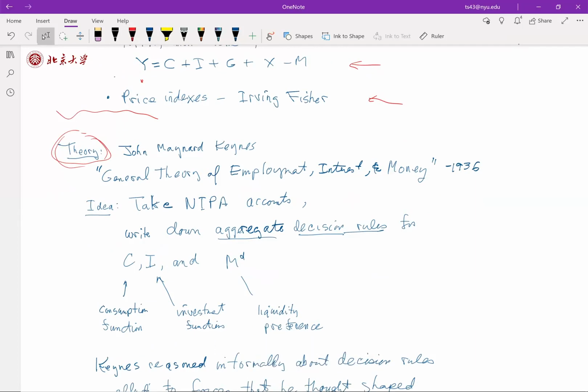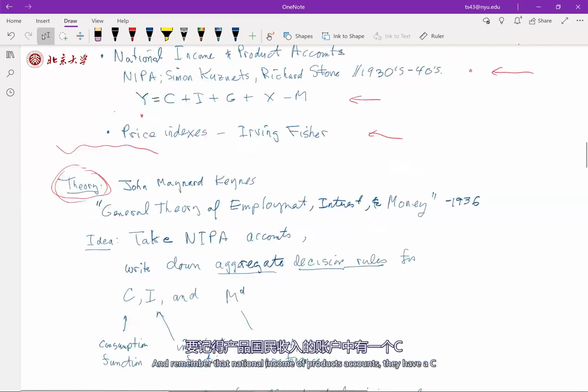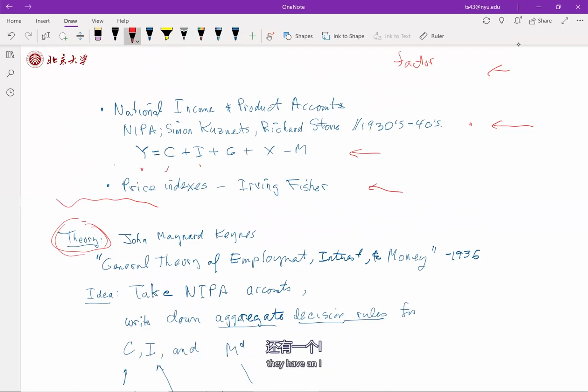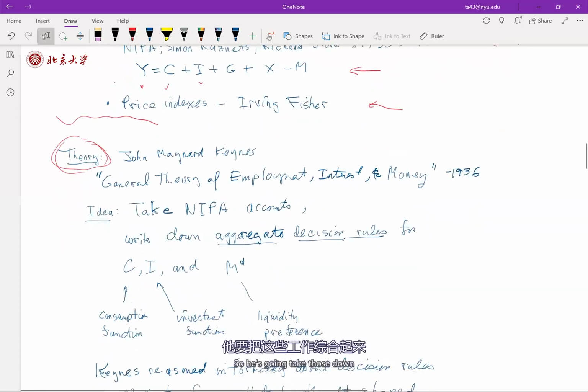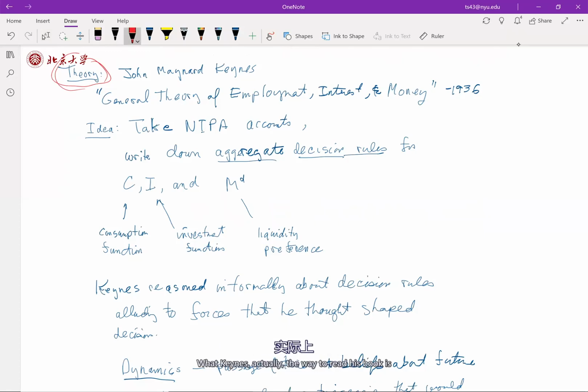So what's Keynes's idea? He's going to take the national income and product accounts that are sitting there that Kuznets prepared. He knows about those. And remember, the national income and product accounts, they have a C, they have an I. He knows Irving Fisher is concerned about the price level. So he's going to write down an economy-wide decision rule for consumption, investment, and the demand for money, written as MD. He's going to write those down. Now, that is bold and heroic for reasons that we're going to talk about in the next few minutes.